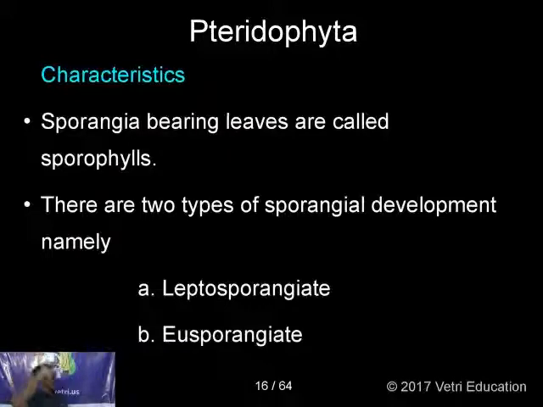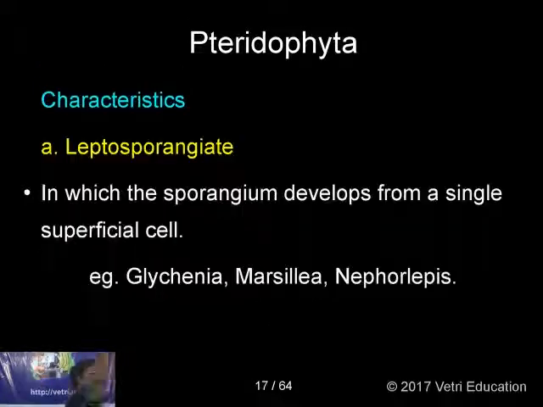Next, sporangia-bearing leaves are called sporophylls. I told you already there are two types of sporangial development: one is leptosporangiate, another is eusporangiate. In the leptosporangiate type, the sporangium develops from a single superficial cell. Examples: Gleichenia, Marsilea, Nephrolepis.